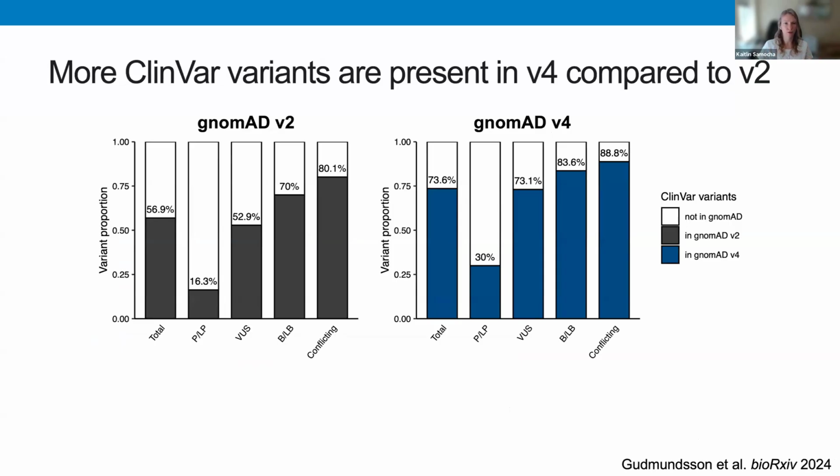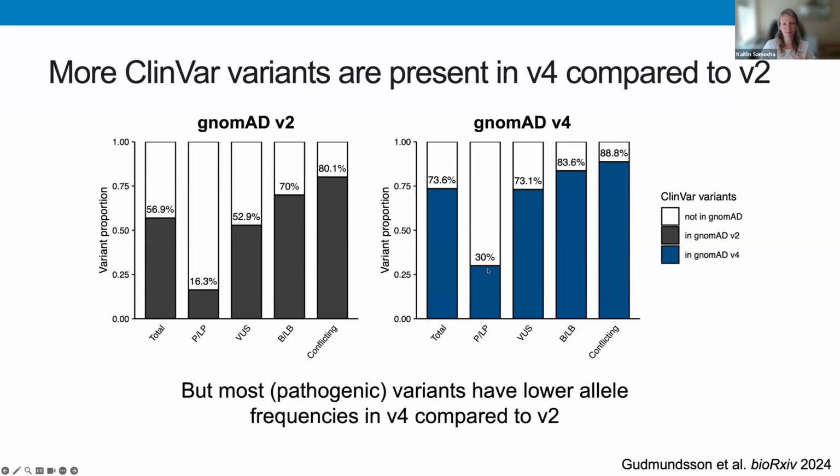So if we look at gnomAD v2 on the left and gnomAD v4 on the right, we are seeing that there is an increased representation of ClinVar variants in the v4 database. In particular, maybe it's not surprising that the benign, likely benign column here is moving from 70% to 83%. We did massively increase the sample size between v2 and v4. But we're also seeing that pathogenic, likely pathogenic, we saw 16.3% of them in gnomAD v2, and now we're seeing 30%. So a nice thing about this, maybe it's a little concerning to see all these ClinVar pathogenic variants in gnomAD, but most of those pathogenic variants have lower allele frequencies in v4 compared to v2.